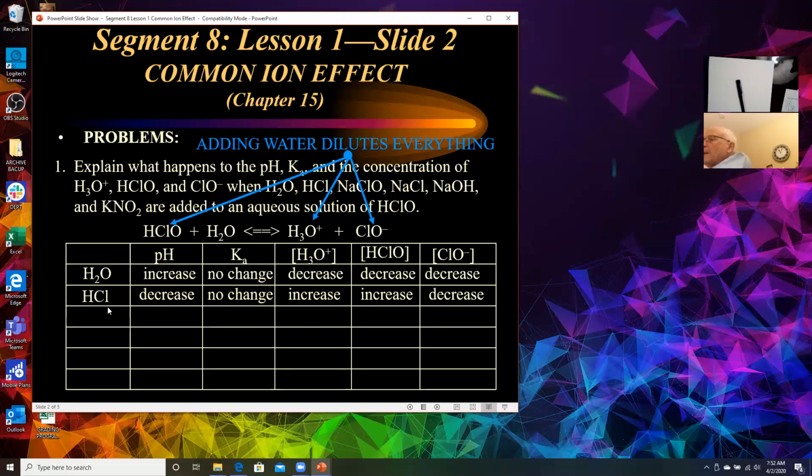So this is the effect of adding a strong acid. I used HCl as an example, wouldn't matter. Any acid would do exactly what this line says.